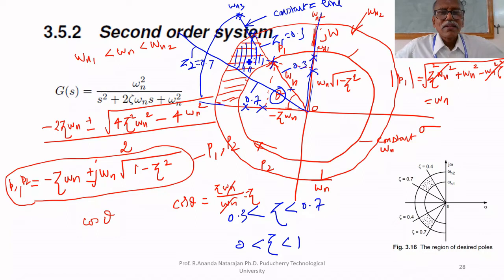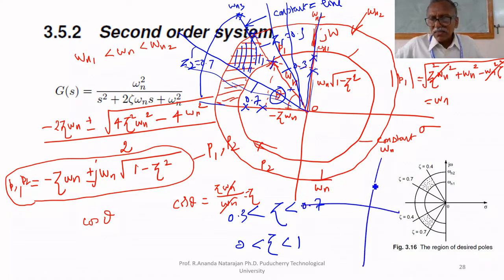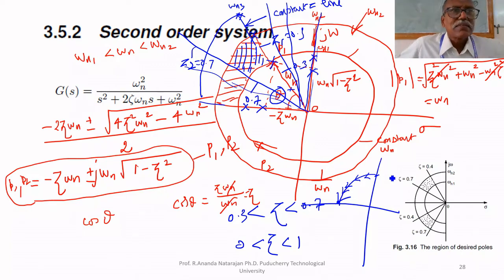So if the zeta line increases, theta increases, it goes very close to the j omega axis, that's why oscillation increases. Theta decreases, it comes close to the real axis, that's why oscillation reduces. So it is moving like this. If it is here, sustained oscillation. If it moves away, oscillation reduces. If it approaches the real axis, no oscillation.